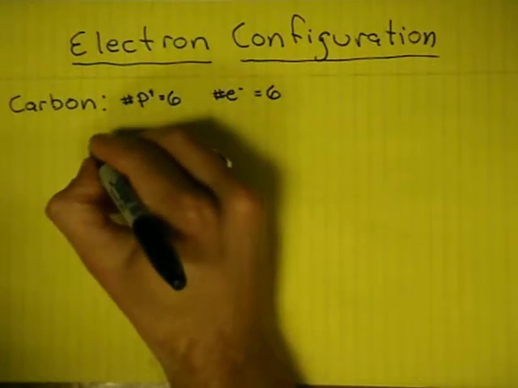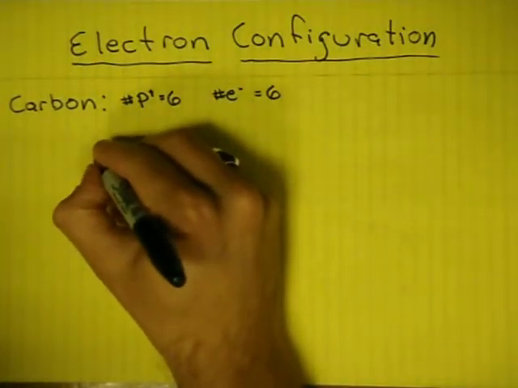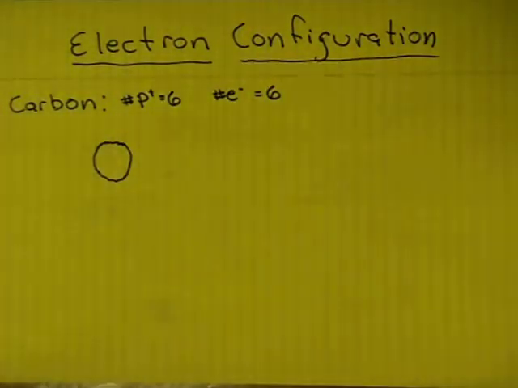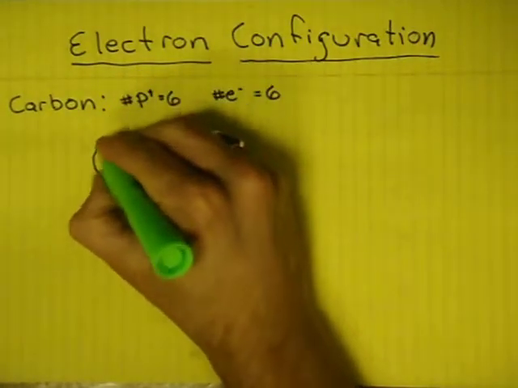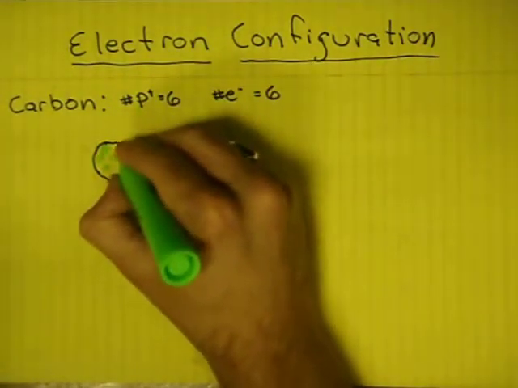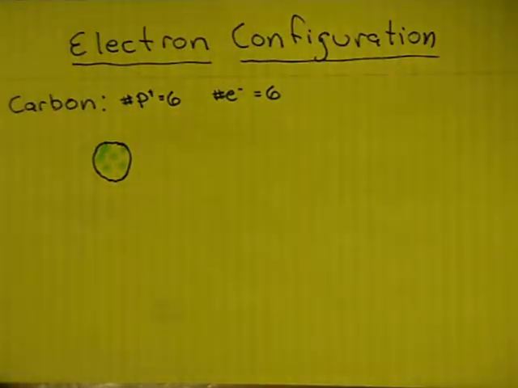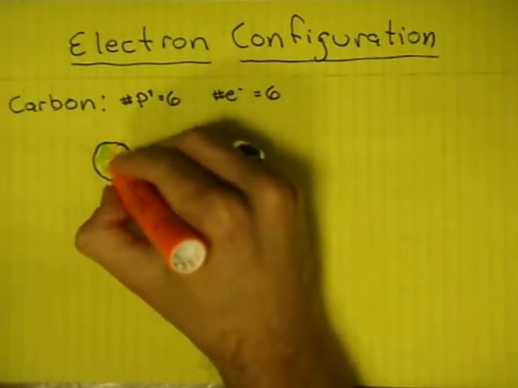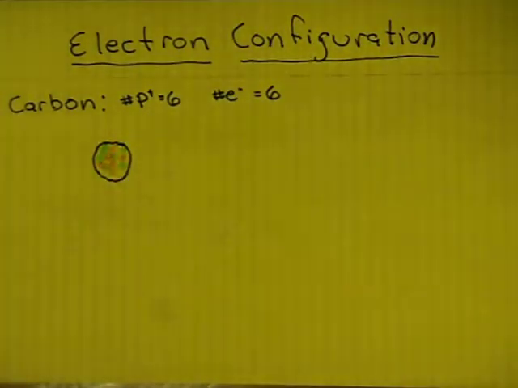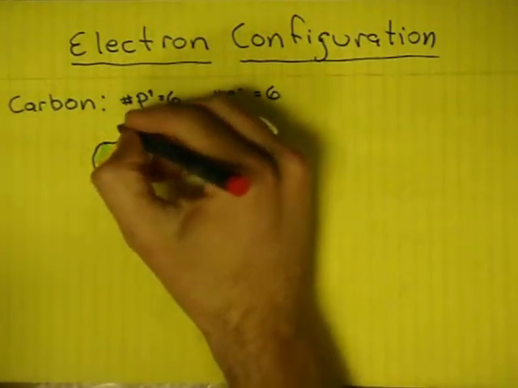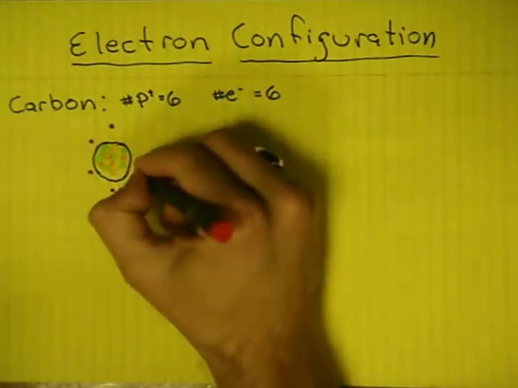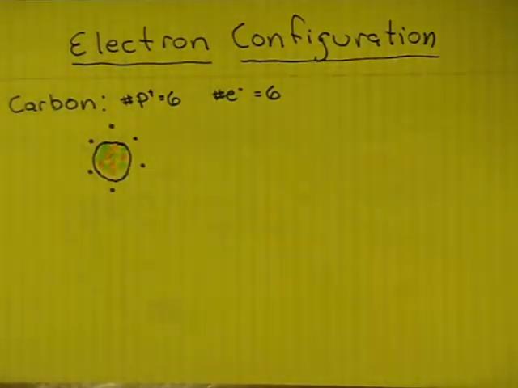So if we think of the nucleus here with, say, 6 protons, let's say 1, 2, 3, 4, 5, 6. And then we also do have 6 neutrons in there. 1, 2, 3, 4, 5, 6. So what do the electrons look like? We've got 6. Does that just mean we've got 6 all around it? 3, 4, 5, 6.